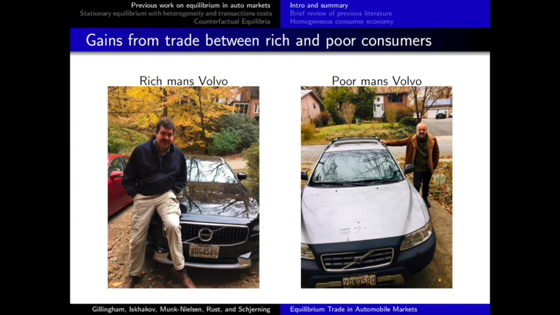So rich consumers are buying new expensive cars, and then they hold them for some time and hand them down the food chain to the poorer consumers. And this is exactly a picture of this. You got here the rich man's Volvo, and then you got the poor man's Volvo, and the rich man here, that's John Rust. And then there is the poor guy over here, that's myself, Bertel Schjerning. What happened was that I was looking for a car. I couldn't afford to spend a lot of money.